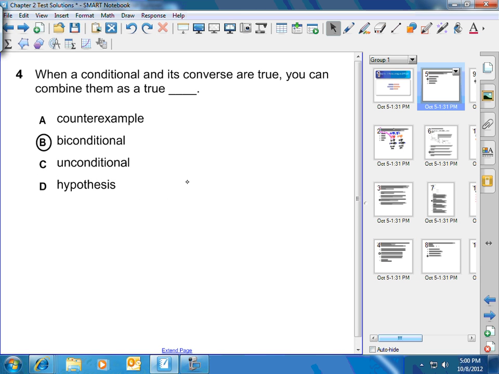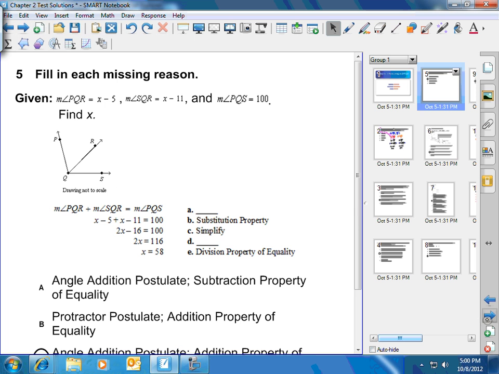When a conditional and its converse are true, you can combine them both as true, and that would be, again, a biconditional. When a conditional statement and its converse are true, they can be written together as a biconditional using the phrase if and only if.